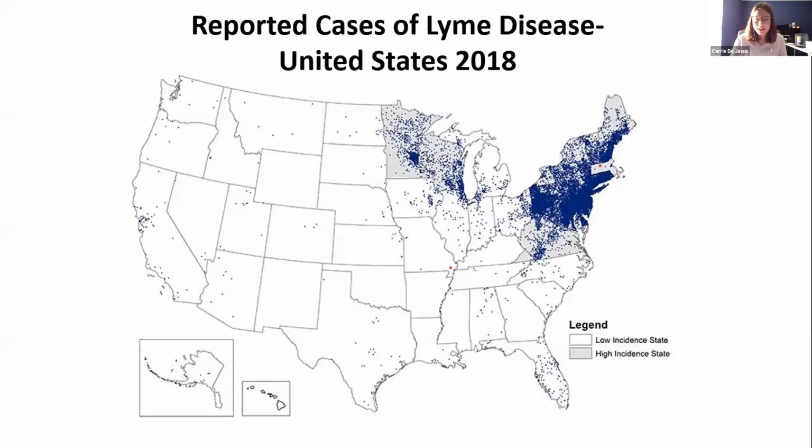So just so you can see where Lyme disease is distributed across the US, as I was saying, the Northeast is where the majority of cases occur. We're also getting more clusters in the northern Midwestern US as well. But you can see down below in Florida, we do get reports of cases throughout the state.